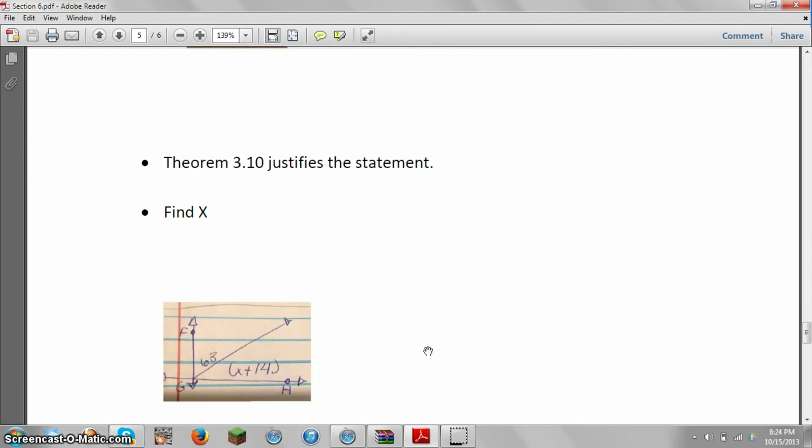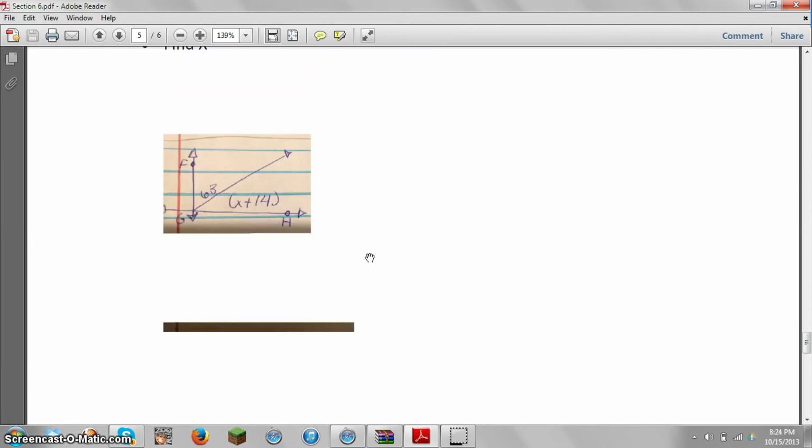Find x. X plus 14 plus 63 is 90 degrees. You subtract 63 from 90 to get 27 degrees. Subtract 14 from 27 degrees to get 13 degrees.